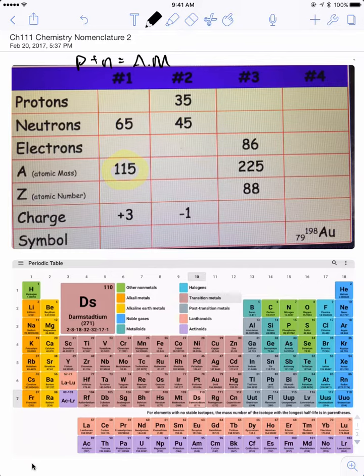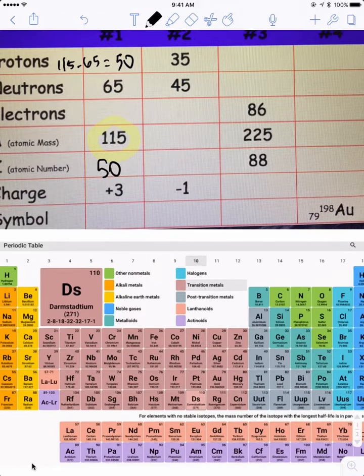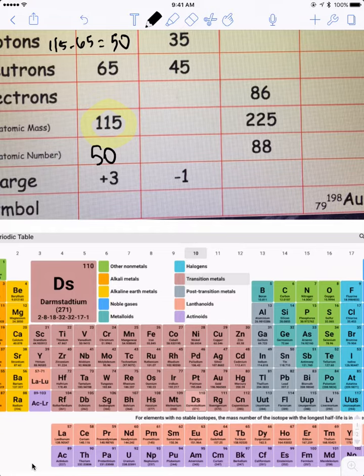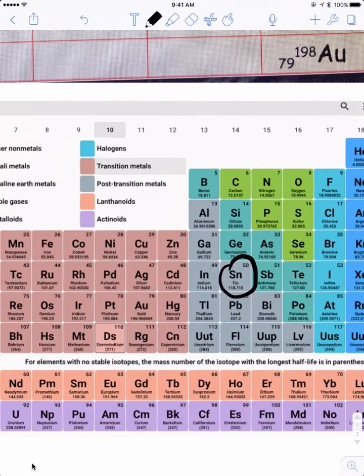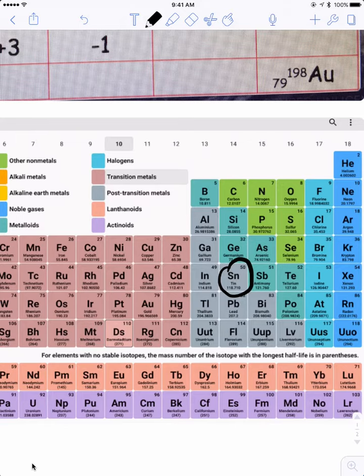So the way you figure out the number of protons is you take 115 minus 65, and that happens to be 50. So the number of protons for this particular isotope is 50. And now that we have the number of protons, we also have the atomic number. And if we have the atomic number, we also have the identity. So if we look over here for atomic number 50, we can see that that happens to be tin. So that's going to be right here.